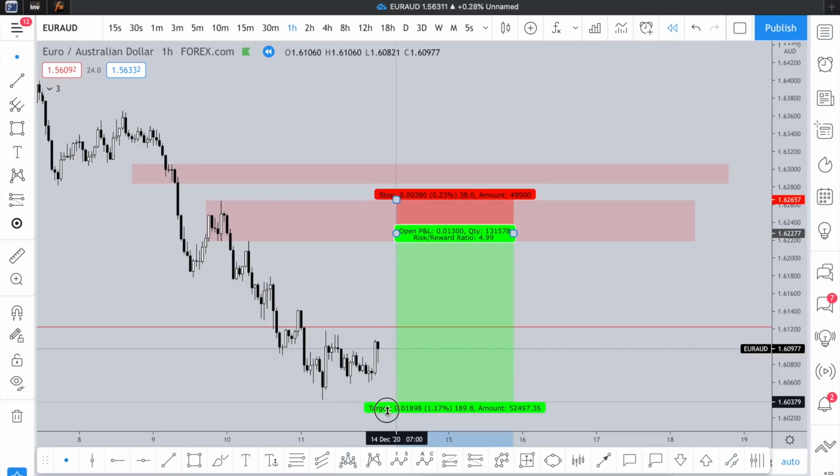Let's say targeting down here or below as well. Would you actually execute a 38 pip stop loss? It depends on you. It depends on your trading style and your trading strategy. Sometimes 30, 40 pip stop losses is a very good stop loss for people.